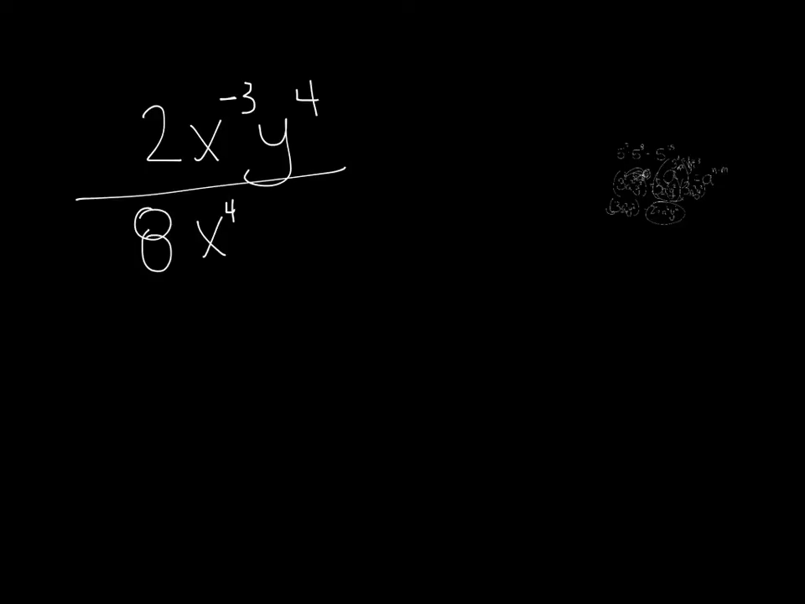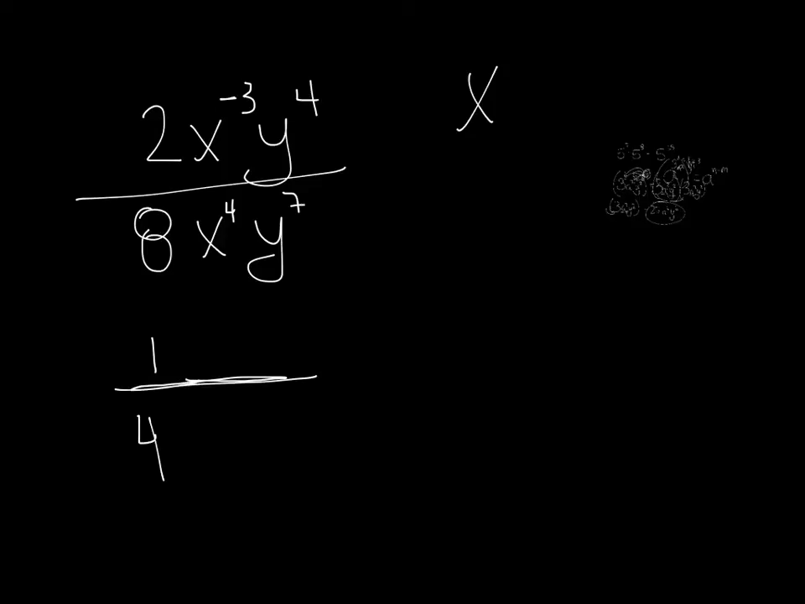What if I've got something that looks like this? Let's go with 2x to the negative 3, y to the 4th, all divided by 8x to the 4th, y to the 7th. Well, I would start out by using the quotient property and simplifying the fraction part. So I know 2/8 is the same thing as 1/4, so I'm going to start out there. But because of the quotient property, I'm allowed to subtract in division.